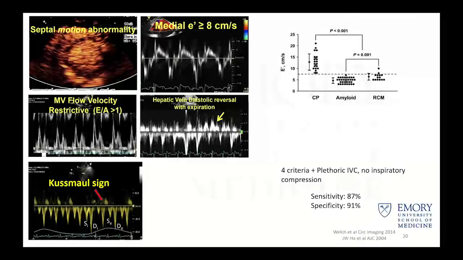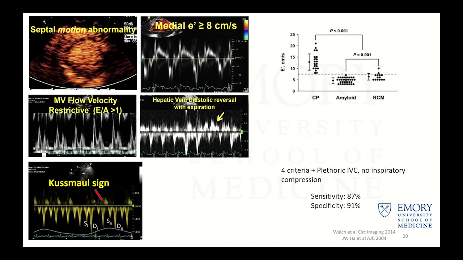Okay, moving on to specific echo criteria. The study out of Mayo by Welch et al. looked at all these parameters by echo, and they found 4 parameters plus a plethoric IVC. They found that if you combine 4 of these parameters and there's a dilated IVC, you have about 87% sensitivity in diagnosing constrictive pericarditis and about 91% specificity.